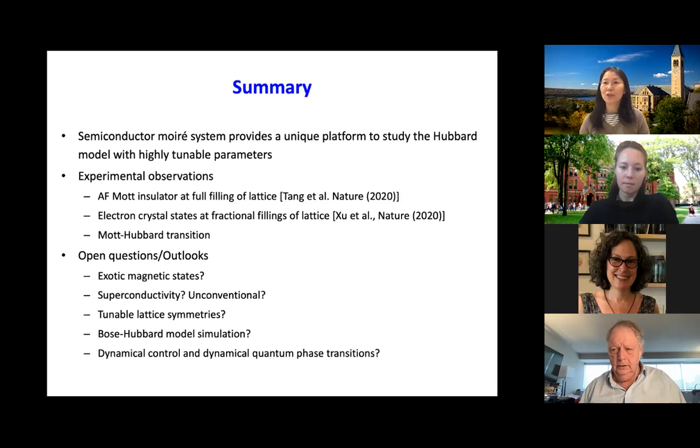So first, the experimental evidence: so far, we haven't seen any. And I have no reason to doubt that there should be superconductivity. I just think we haven't found the parameter space to see that.